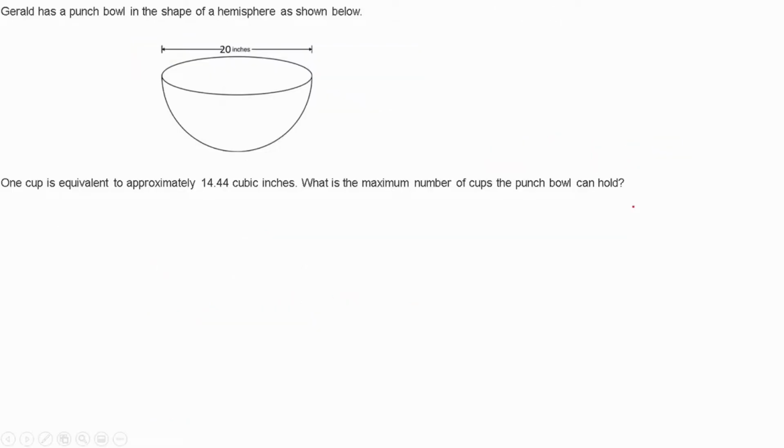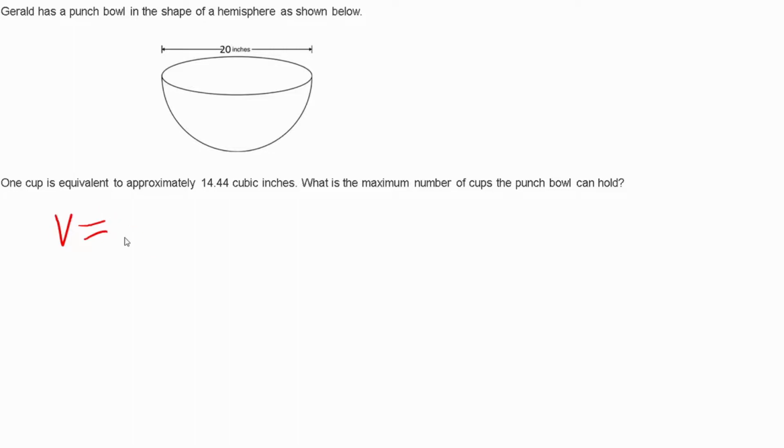Next up, it says Gerald has a punch bowl in the shape of a hemisphere. That's just half of a sphere. And it says 1 cup is equivalent to approximately 14.44 cubic inches. What is the maximum number of cups the punch bowl could hold? So first we need to find the volume of this punch bowl, right? So we need to know what is the volume formula for a sphere.